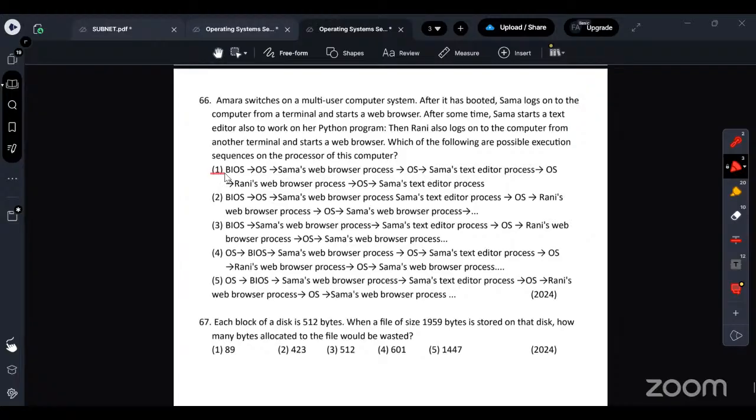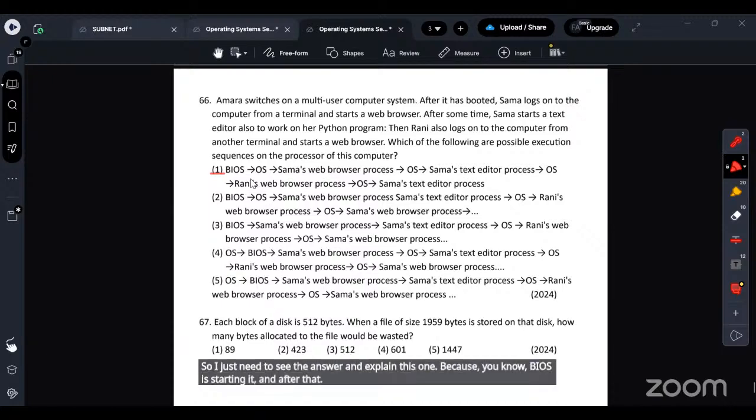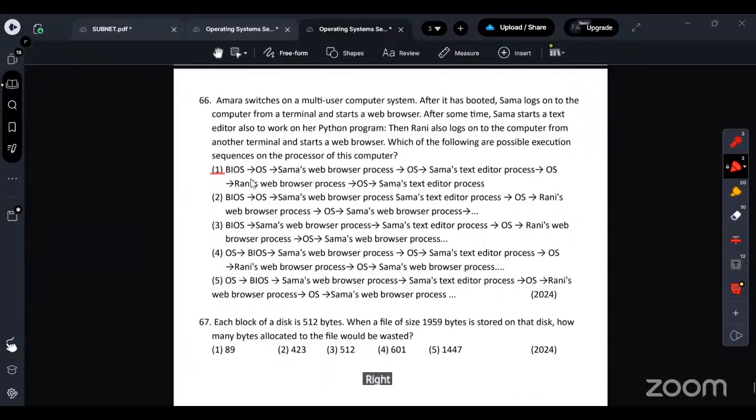So I'll just read out the answer and explain. It is 1. Because BIOS is starting it, and after that, followed by the operating system taking control, right? Then it opens up Sama's web browser process. After that, the operating system does context switching. It saves the current process and opens up Sama's text editor process. After that, it includes Rani's web browser process.